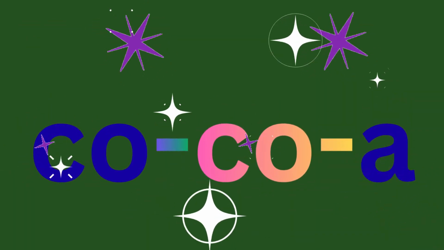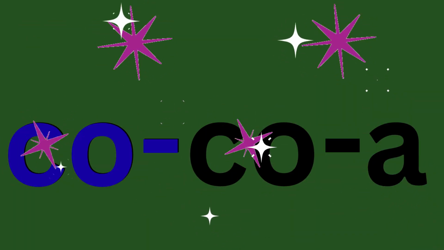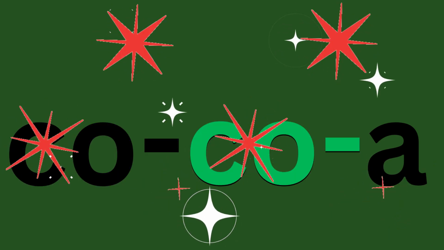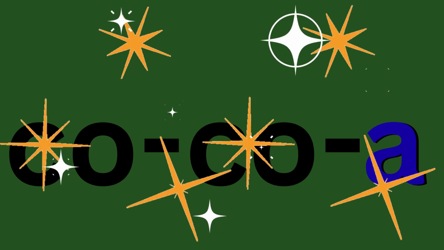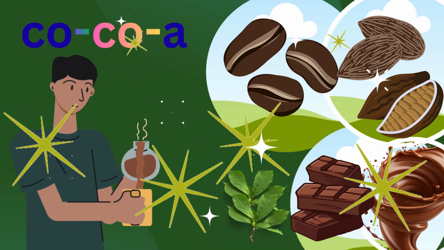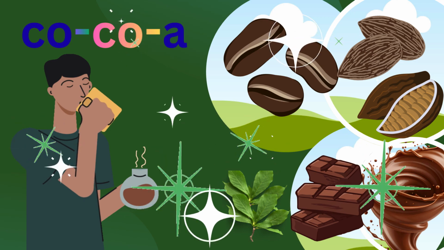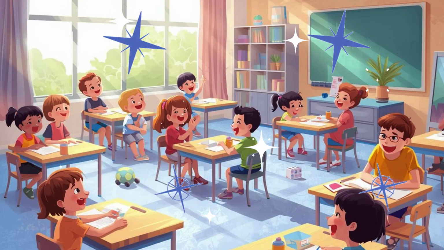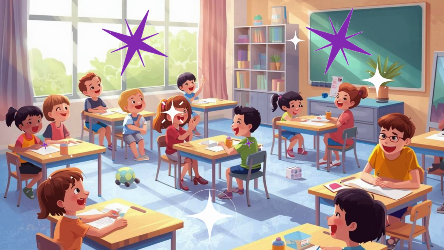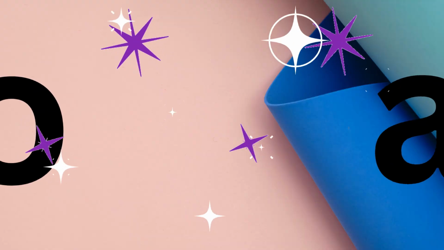Let's blend again. Co. Cocoa. Cocoa, cocoa, sip, sip. My drink is made from cocoa. Today we learned how to blend longer words with O, A, O.